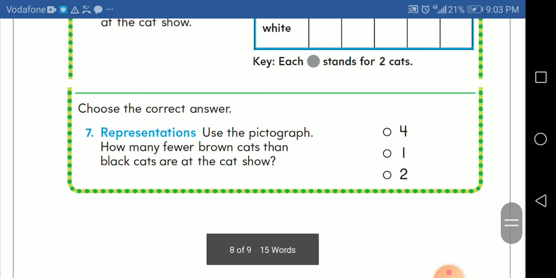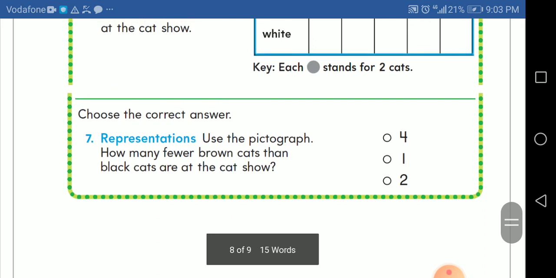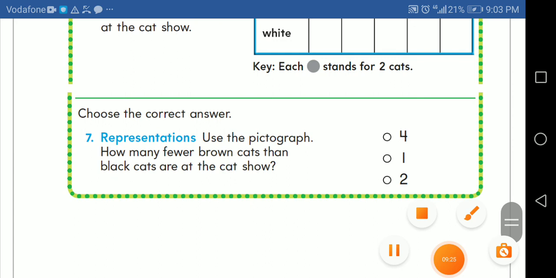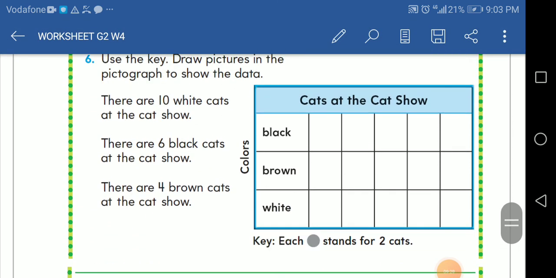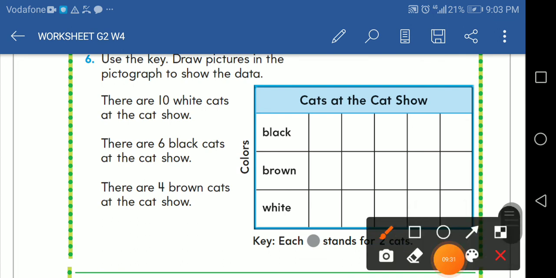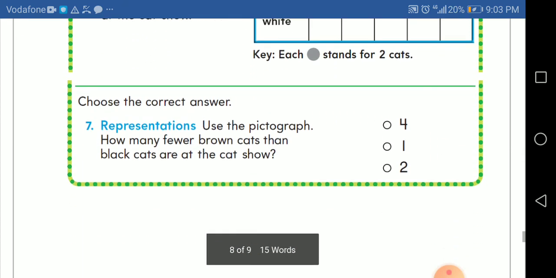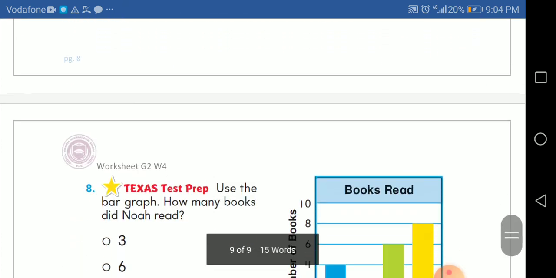So use the pictograph. How many fewer brown cats than black cats? Brown and black. How many brown? 4. And black 6. So 6 minus 4 gives me 2. So the answer will be 2.